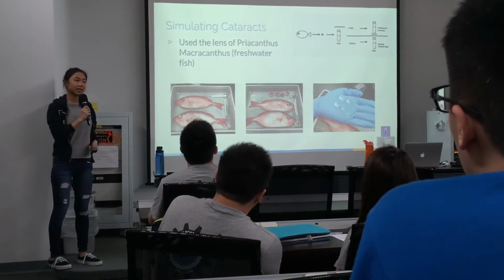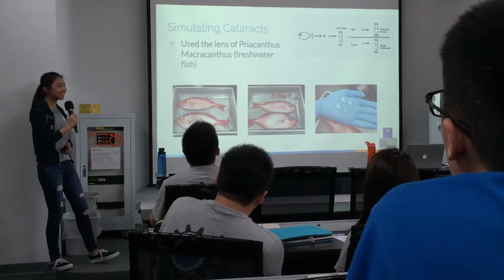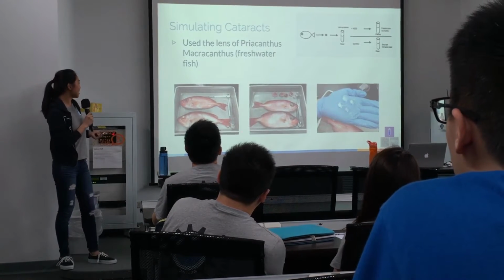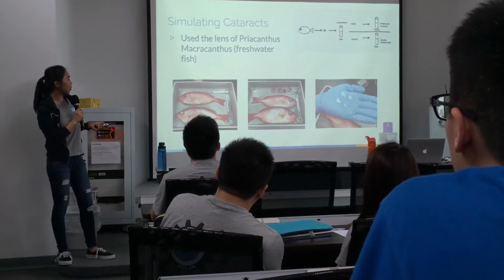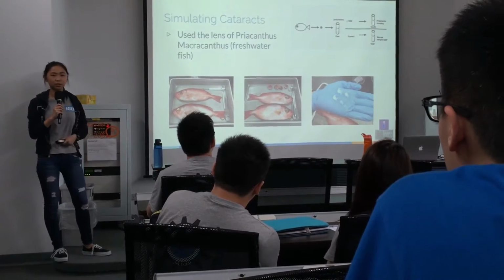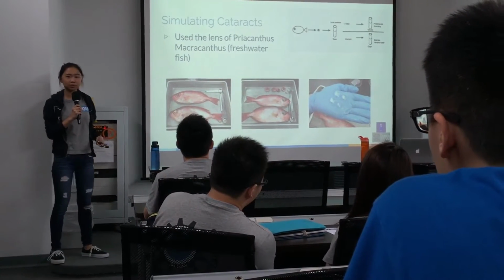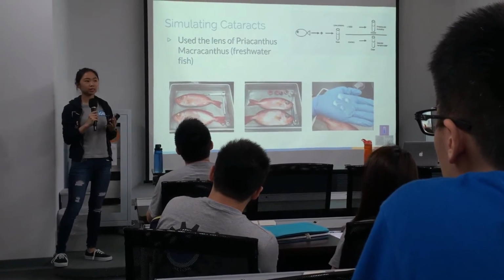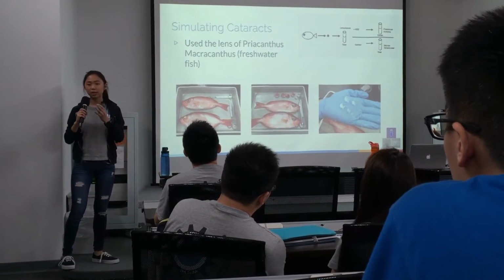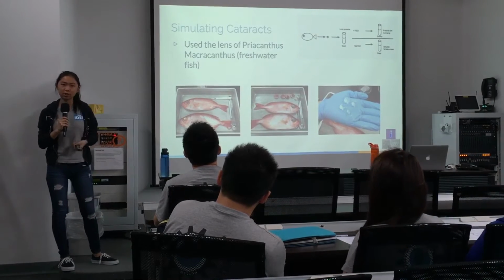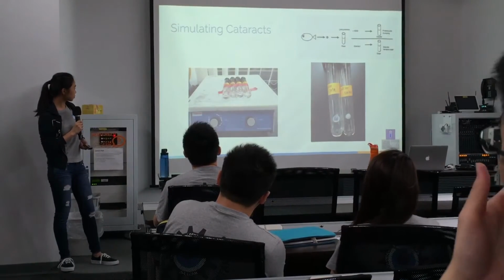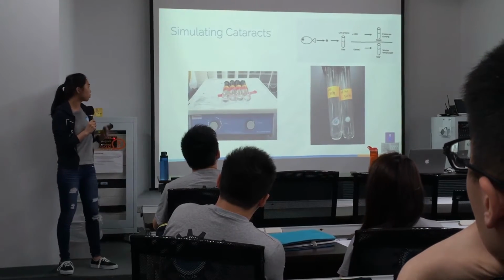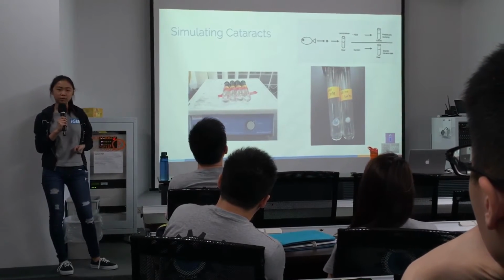We decided to use the lens of Priacanthus macracanthus, a freshwater fish because of its availability. So in here we dissected the fish and we isolated the cortex and nuclear protein. We defined cortex protein as the ones with the newer cells at the outer layer of the lens, and the nuclear proteins to be the one in the center where the older cells are. We put these proteins in solution form and shook them overnight in order to dissolve the proteins.